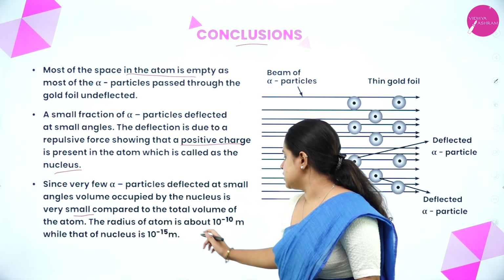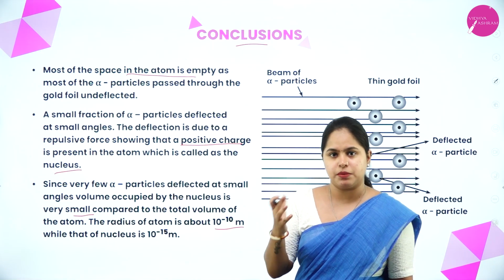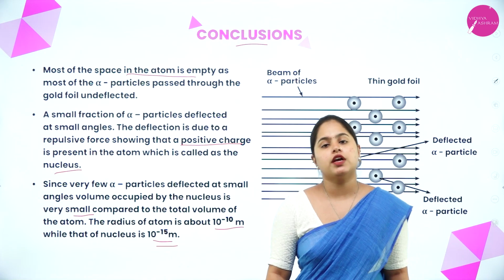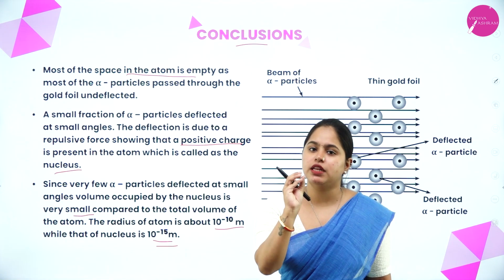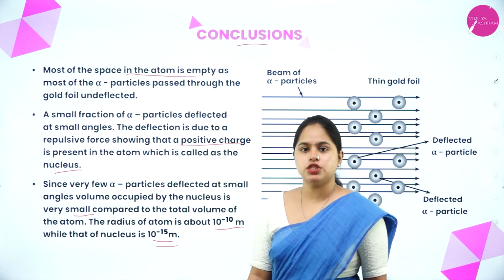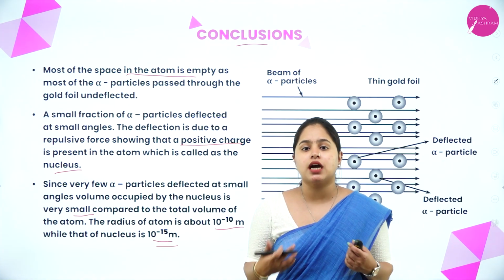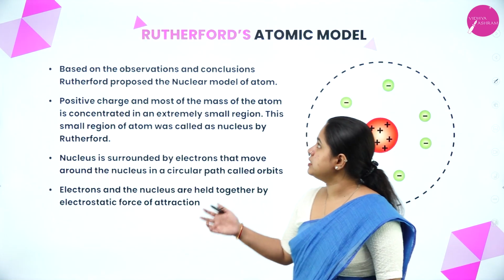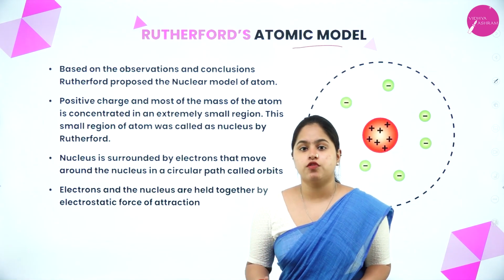So the radius of the atom is about 10 raised to minus 10 meter. If the radius of the atom is around 10 raised to minus 10 meter, the nucleus will have a radius of only 10 raised to minus 15 meter. So the volume occupied by the nucleus will be very, very small compared to the size of the atom. So these were the conclusions he made from his experiment. From these observations and conclusions, he was able to propose Rutherford's atomic model. So let's see what Rutherford's atomic model is.